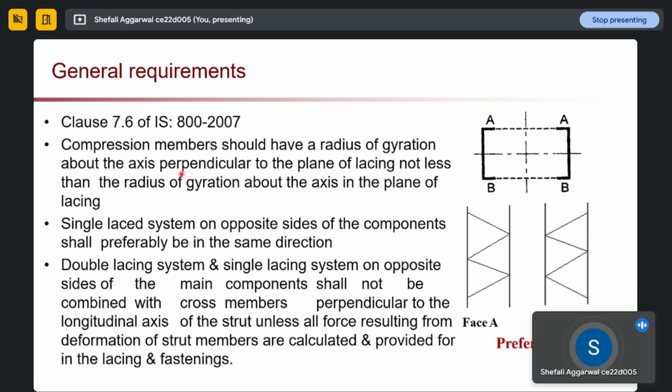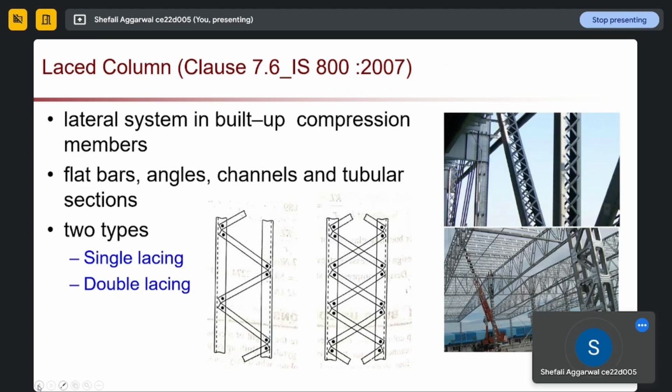The second point is that if single lacing systems are used on opposite sides of the component, they should be roughly in the same direction. If you see this figure, you can see that there are two lacing systems. One is applied on this side, and one is on the opposite side. So their direction should always be similar, uniform and in the same direction.